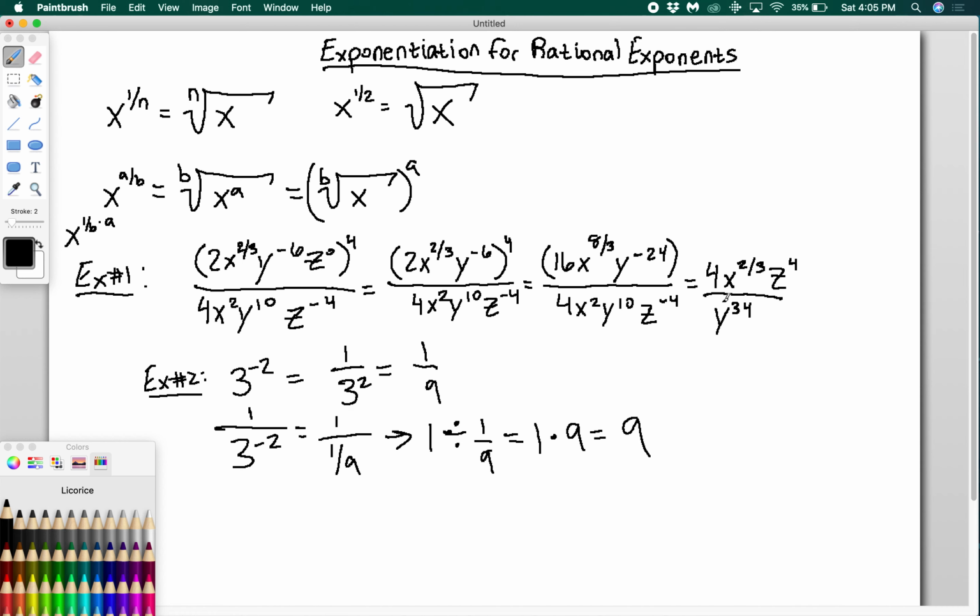In the next video, we're going to talk about powers and radicals without calculators. So we're going to be using this property to do some calculations with actual numbers.